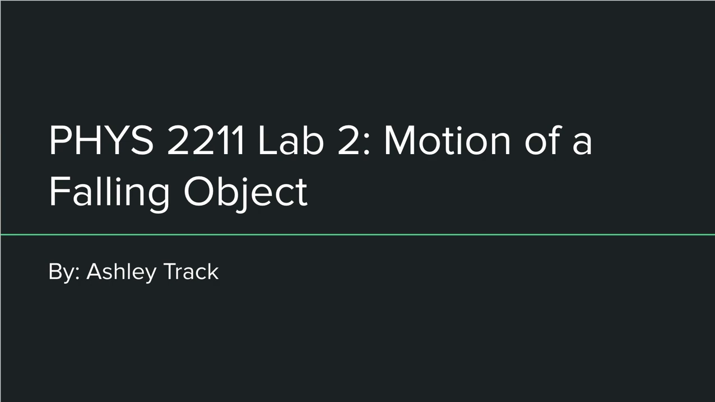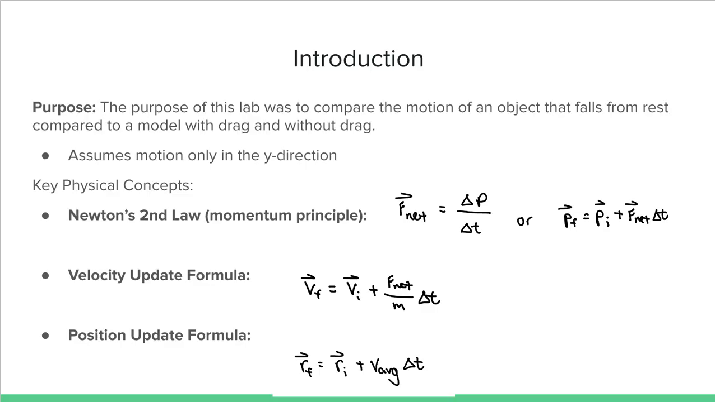2. Motion of a falling object. The purpose of this lab was to compare the motion of an object that falls from rest compared to a model with drag and without drag. It assumed motion only in the y direction.